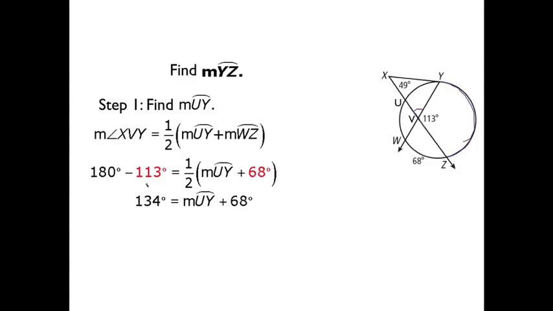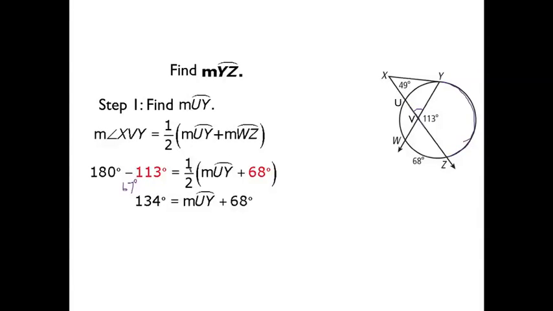Okay? So my setup is that I have 134. There's kind of a step missing here, so let me explain this. We did the 180 minus 113. That gave us 67 degrees for the measure of angle XVY. So I have 67 degrees here. Okay, so 67 degrees. And that's going to equal 1/2 the measure of UY plus 68. Again, it's the average of these two intercepted arcs.